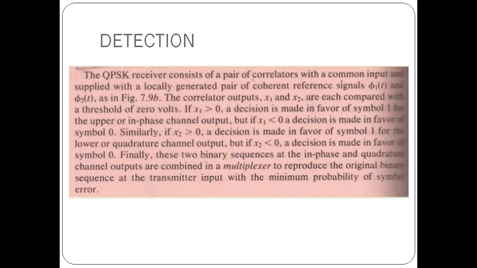What is the detection rule? If X1 is greater than 0, the decision will be taken in favor of binary 1. If X1 is less than 0, then it will take in favor of binary 0. A positive value is binary 1, a negative value is binary 0. Likewise, we will do the detection. So this is about QPSK.